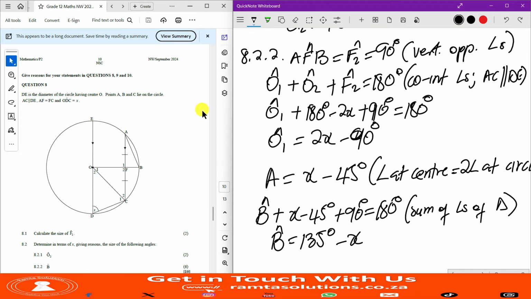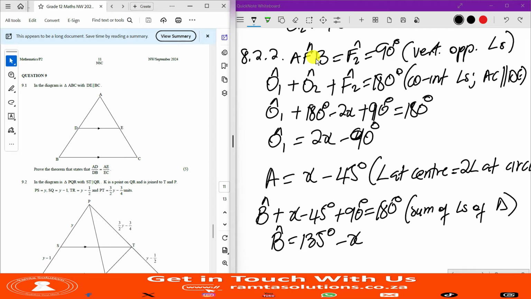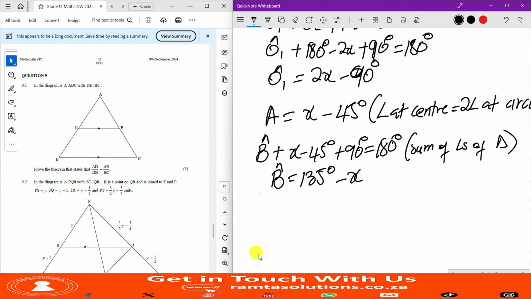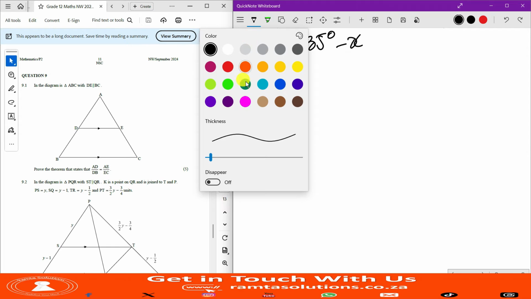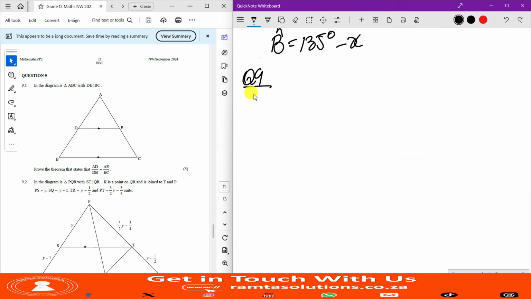6 marks in the back. So right now we have 10 marks. We're able to finish this in less than 10 minutes. So let's go. Now, let's go to question 9.